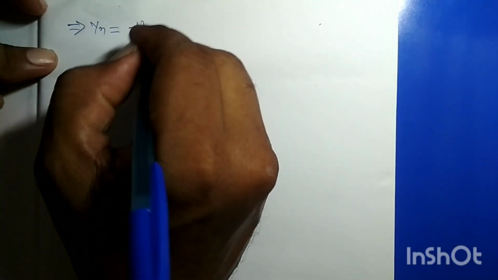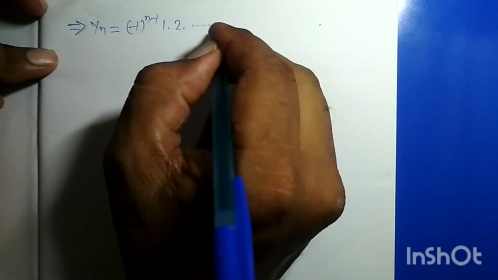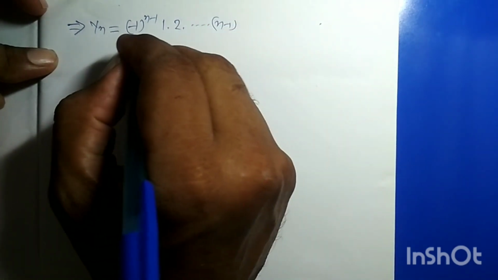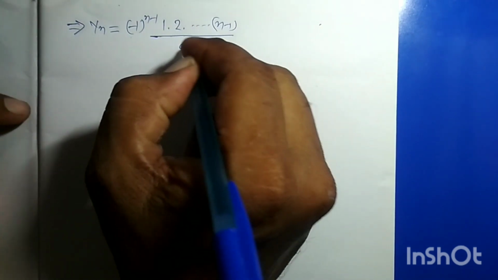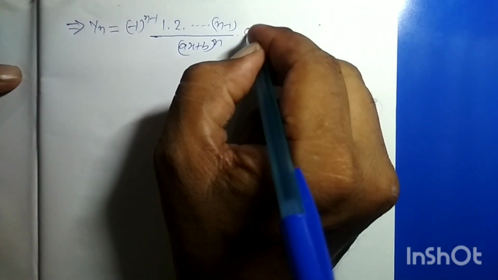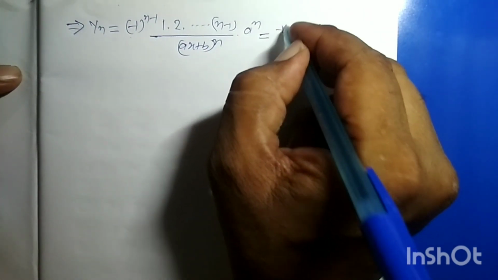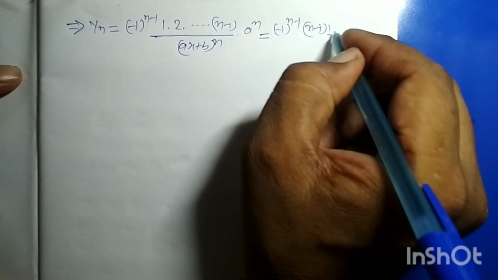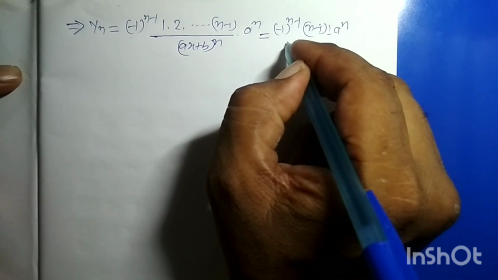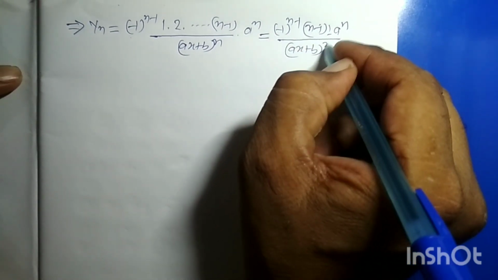It means here I have n minus 1 terms, so we write minus 1 raised to power n minus 1, 2 and dot n minus 1, and total upon ax plus b raised to power n into a की power n is equal to minus 1 की power n minus 1, n minus 1 factorial a की power n और upon ax plus b raised to power n.